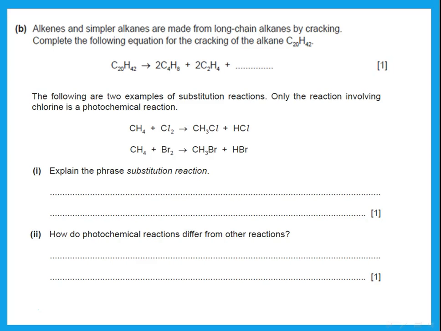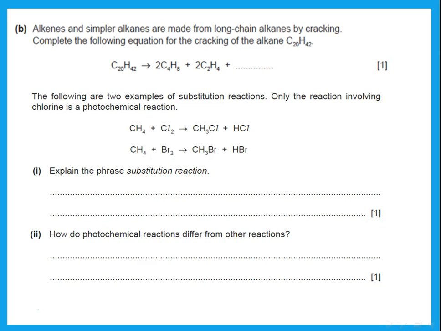Okay. So this is the next one. It says complete the following equation for cracking. Remember we said what is cracking? Cracking is the breakdown of a long chain hydrocarbon into shorter chains. So if I'm starting with C20H42, I'm going to break it up so that the total number of carbons and hydrogens are 20 for carbon and 42 for hydrogens. So let us take them one by one. On one side, before the arrow, I have 20 carbons.